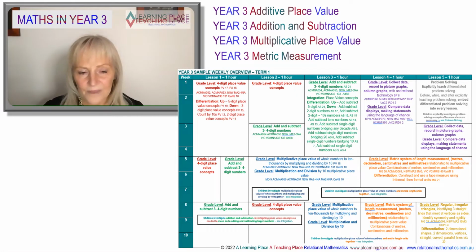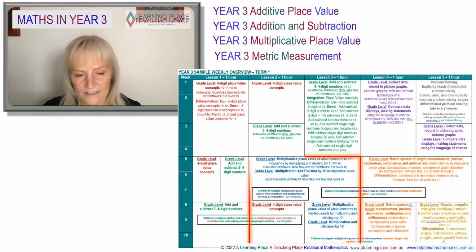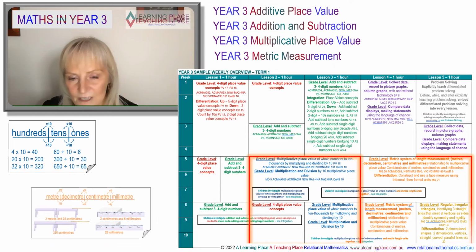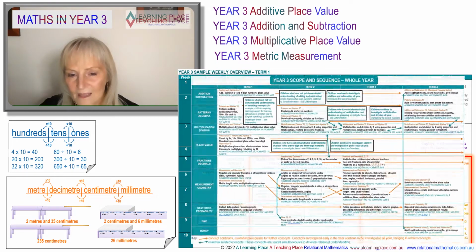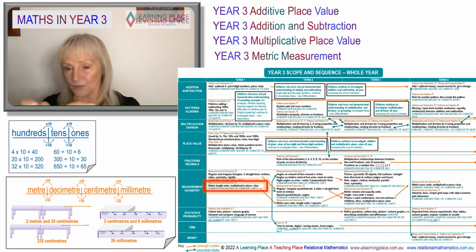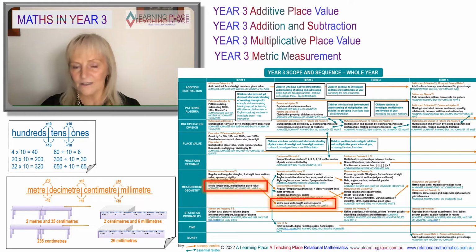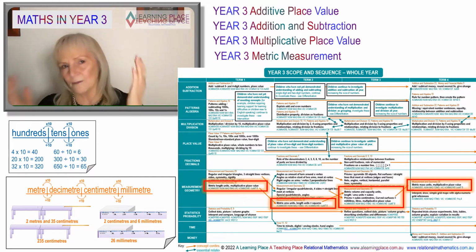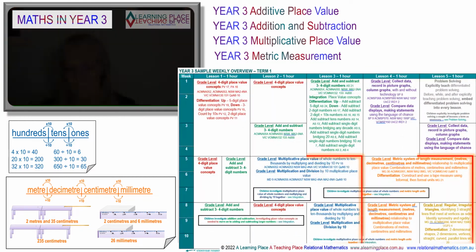in year 3, we start teaching multiplicative place value. So what we want is kids to start thinking multiplicatively in year 3. Now you'll see that that's taught at exactly the same time as metric length. And I always do length in term 1 because it's 1 dimension, we're just measuring a line. Area in term 2 because it's 2 dimensions. And volume and capacity in term 3 because we're measuring 3 dimensions. And then in term 4 we do mass because mass is non-spatial. You can't actually see mass. So we're still measuring 3 dimensions of something, but not in a way that you can see.